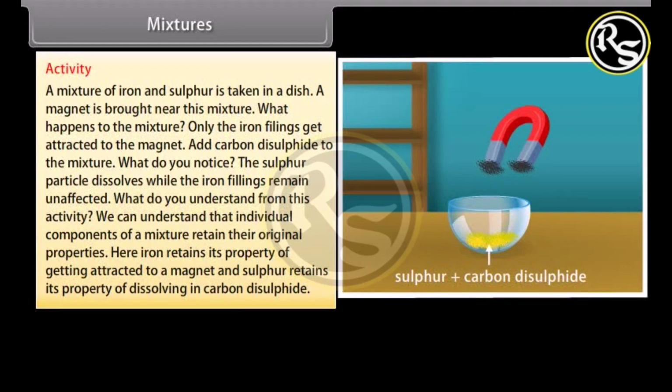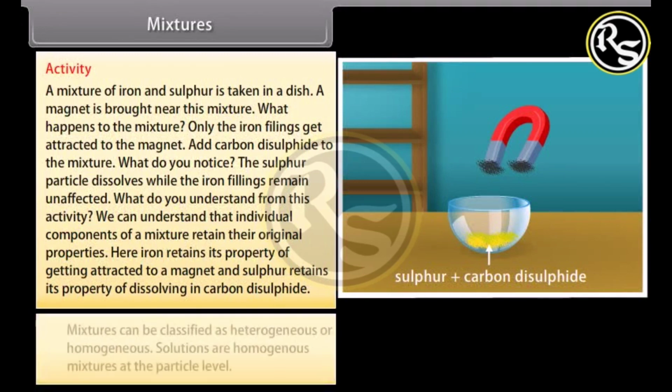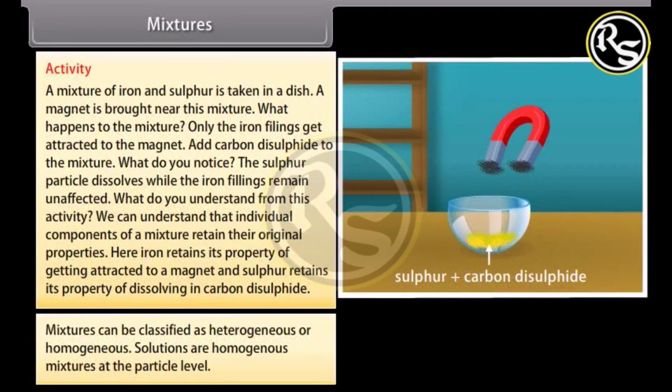What do you understand from this activity? We can understand that individual components of a mixture retain their original properties. Here, iron retains its property of getting attracted to a magnet, and sulfur retains its property of dissolving in carbon disulfide. So mixtures can be classified as heterogeneous or homogeneous. Solutions are homogeneous mixtures at the particle level.